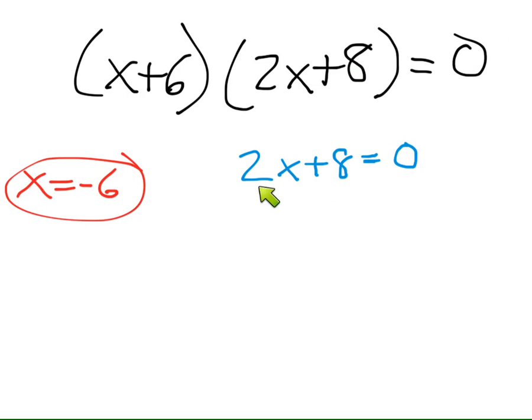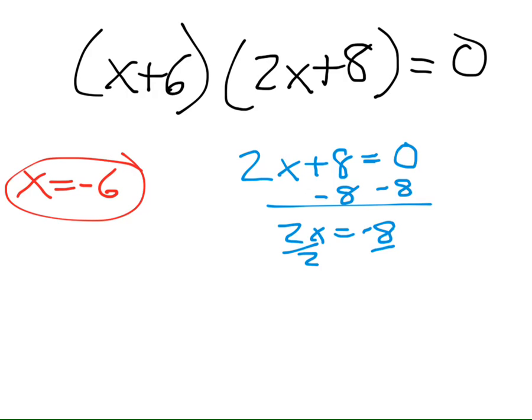And then we know how to solve these equations, right? To get x by itself, we're going to subtract the 8 over. We would get 2x equals negative 8. We would divide both sides by 2. And we would get x is negative 4. So these are our two solutions to this equation. x can be negative 6 because then this would be 0, or x could be negative 4 because then that set would be 0.